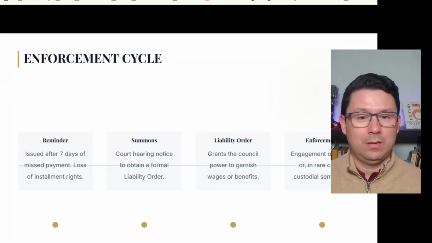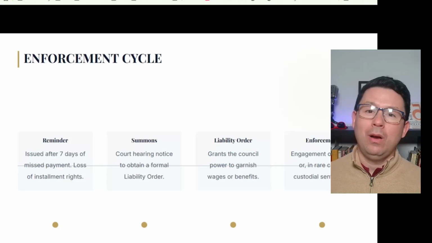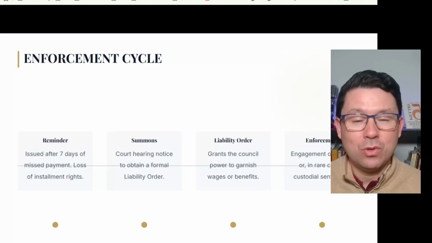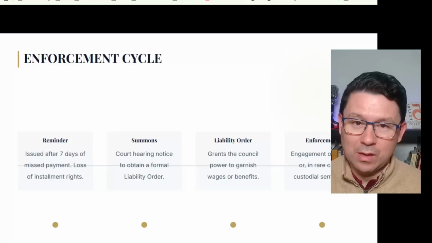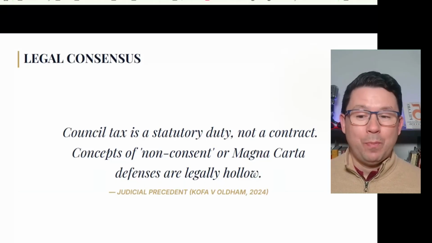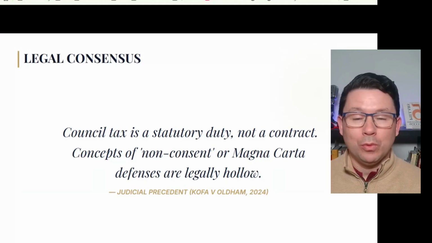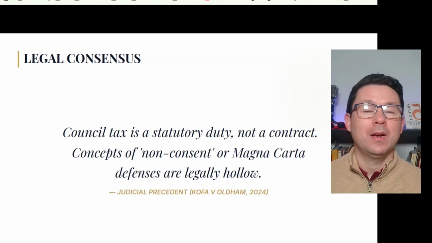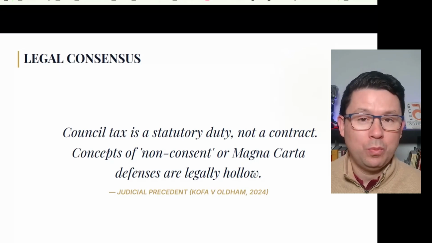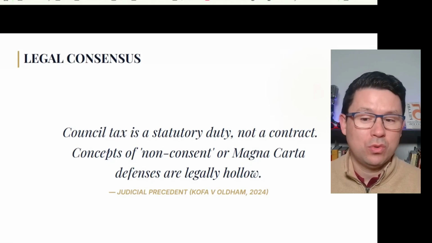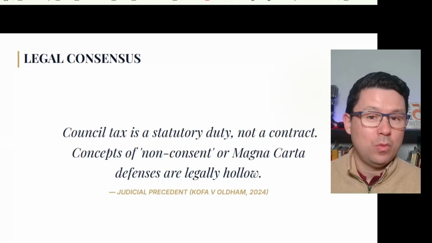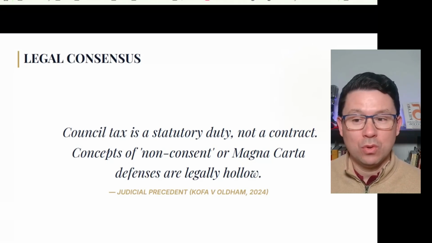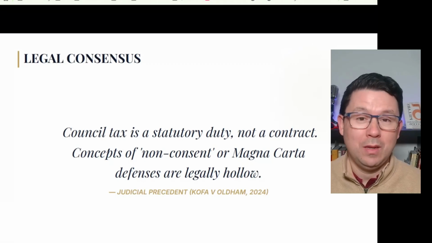They collect the rubbish, maintain the streets, and do a lot for the community. Therefore, this being one of their main sources of income, they will do whatever it takes to recover that money. Now, in the past, there have been some people trying to play smart, using the concept of non-consent, of Magna Carta, to say, no, I'm not going to pay council tax, I refuse to do so. What happened is they were taken to court and some of them were taken to prison because they refused to pay something which is a statutory duty, meaning you have to do it.